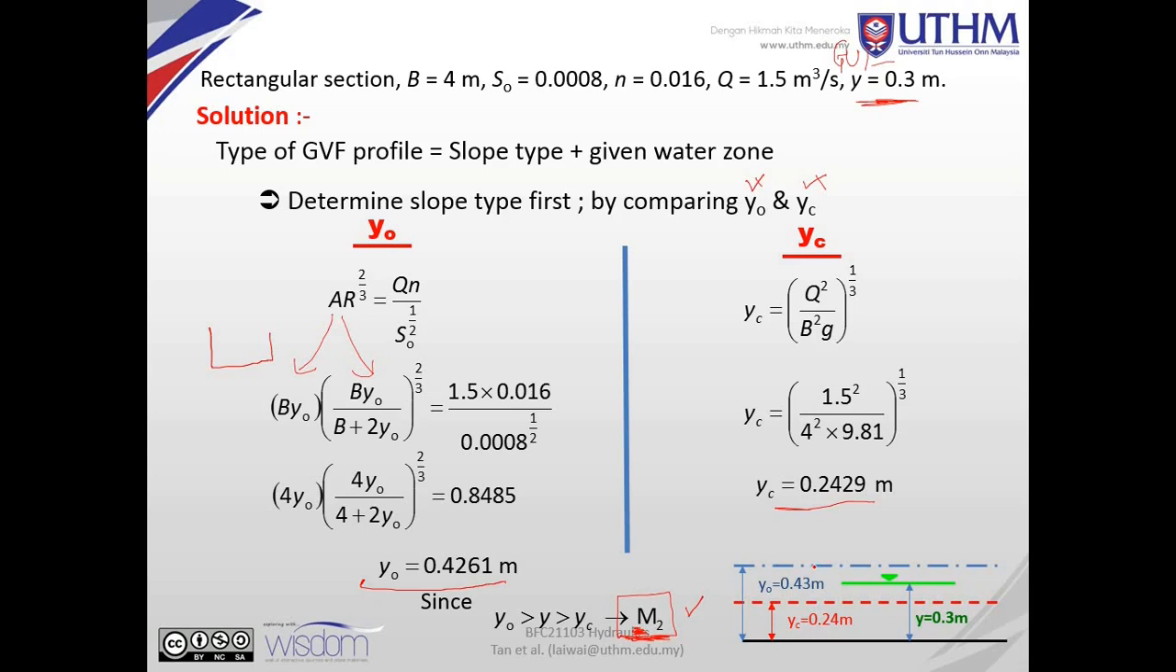If we want to graphically illustrate the formation of the M2 profile, we have y0 higher than yc here, 0.43 is higher than 0.24, and 0.3 is located between these two parameters. In this case it is higher than yc, so it is the drawdown shape, the drawdown curvature. Please note, the drawdown curvature represents the M2 profile.